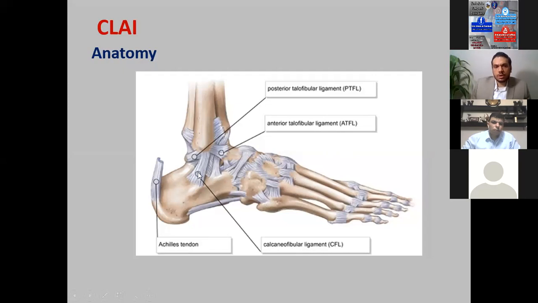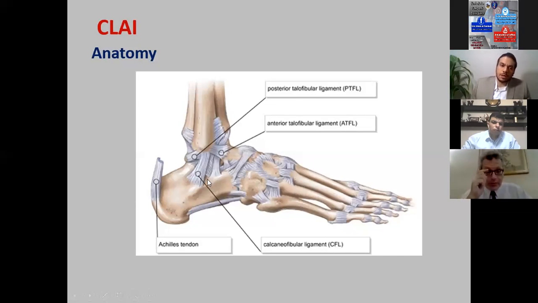The stronger calcaneofibular ligament runs from the tip of the fibula 30 degrees posterior to be attached to the calcaneus, deep to the peroneal tendons. It controls the lateral tilt of the talus and calcaneus. It can be injured in isolation, but more commonly injured in combination with the anterior talofibular. The posterior talofibular is the strongest and needs a very high-energy injury to be injured.